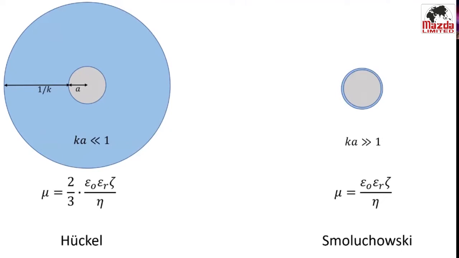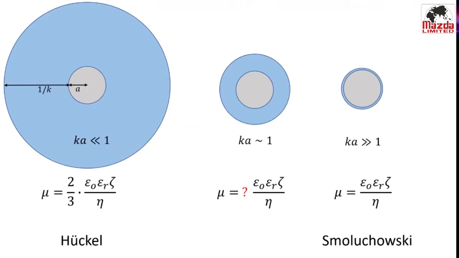The other extreme is a very thin double layer, and the Smoluchowski equation is used. It's similar to the Huckel equation, but without the factor of 2/3. Intuitively, that makes sense. You don't have the large cloud of ions slowing the particle. So for a given electric field and zeta potential, the particle will move faster. Then there's the in-between situation, where the particle radius and the thickness of the diffuse layer are comparable. Somehow, we need to go from 2/3 to 1, to go from the Huckel model to the Smoluchowski model.